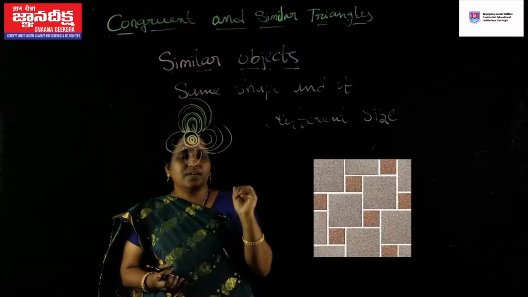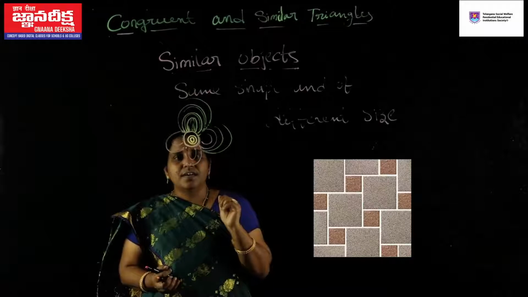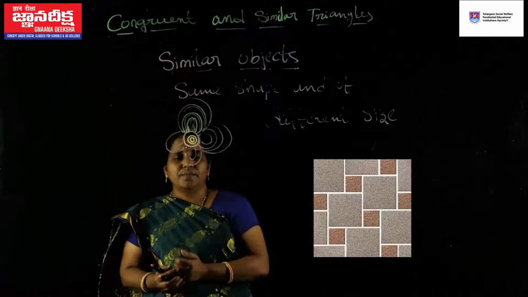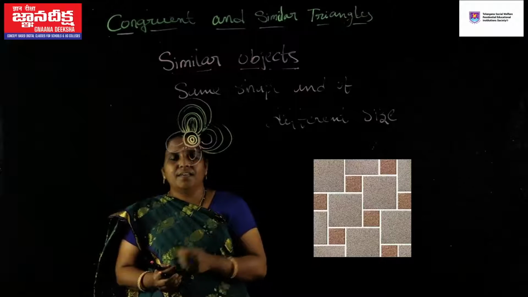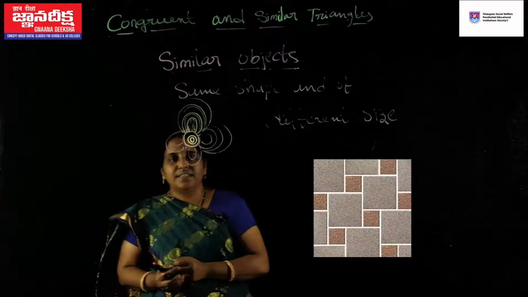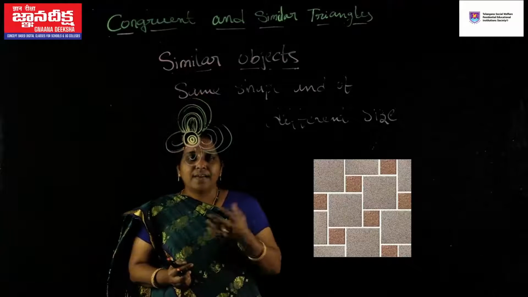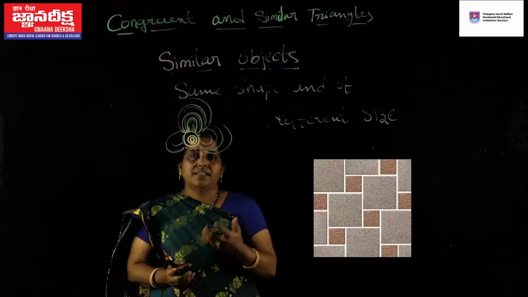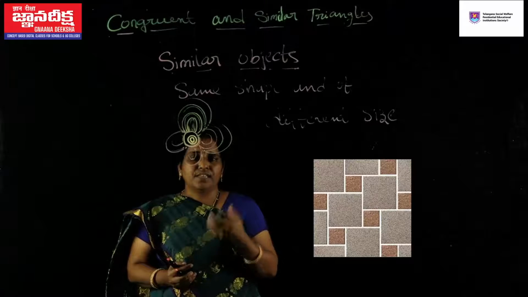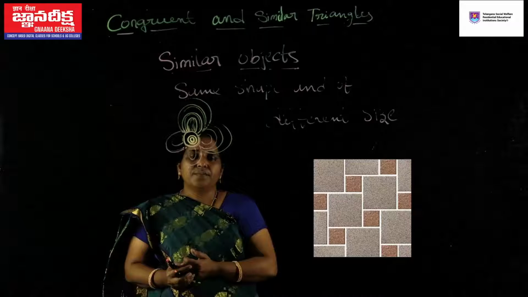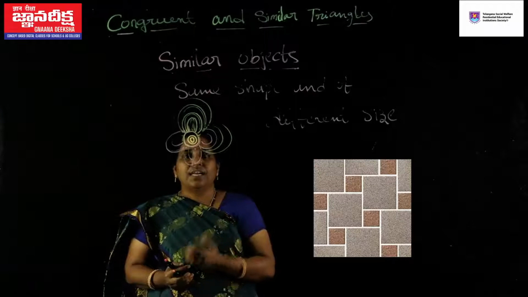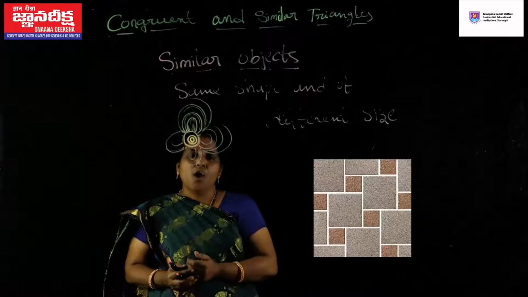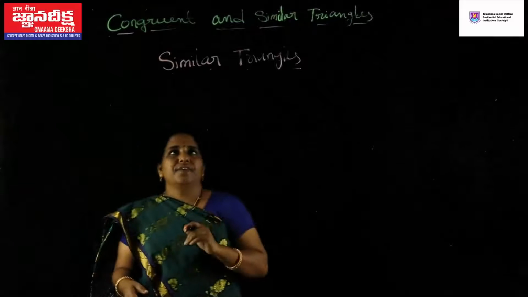Patterns on tiles you can see, they are similar to each other, and patterns on sarees also are similar to each other. Many more examples you can find in nature and day-to-day life. In dinner sets also you can find plates of different sizes and the same shape. So, in day-to-day life we can see many similar objects. Let us define similar triangles.